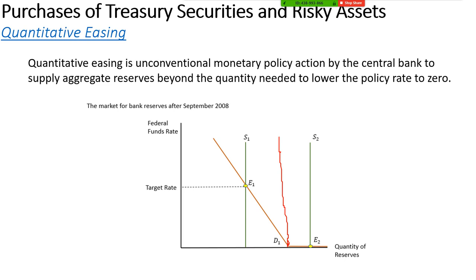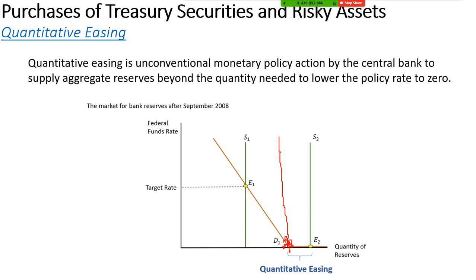Technically, this is not yet considered quantitative easing. But now let's consider if the Fed keeps going. If it keeps buying Treasury securities and risky assets past this point, then we technically have quantitative easing. We can locate it very specifically in this model as the space between the demand curve's first intersection with the x-axis, where the federal funds rate is zero, and that second equilibrium, where the supply of reserves is beyond what's needed to get the federal funds rate to zero.